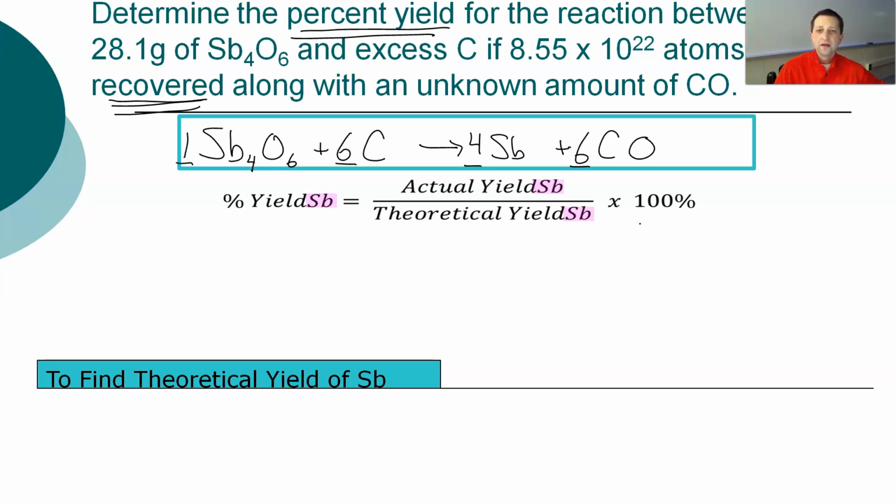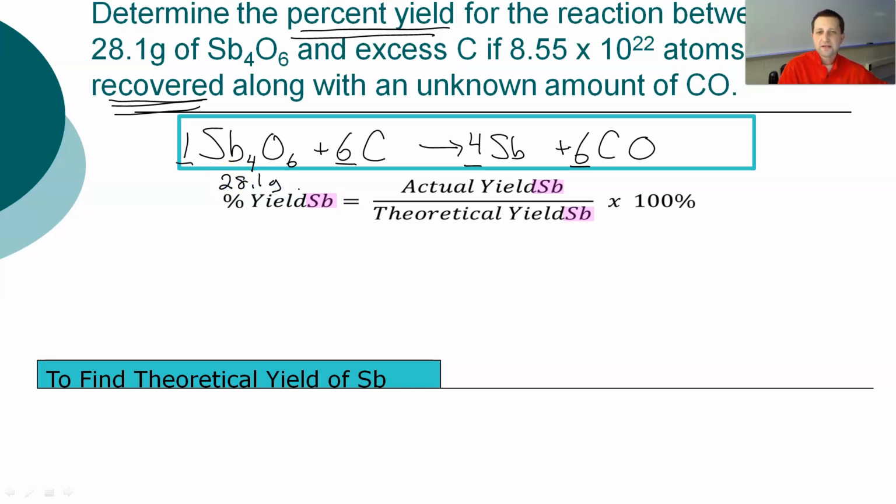All right. So we want to find the theoretical yield of antimony. Remember, the theoretical yield from the previous slide has to be found through stoichiometry. Stoichiometry tells you what you theoretically should make. All right. So what are we going to solve for? Well, it says we have a reaction between 28.1 grams of Sb4O6.